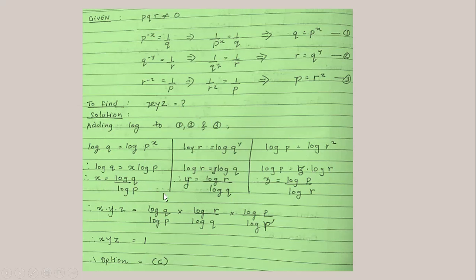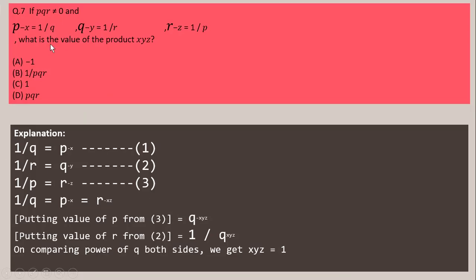I've got the values of x, y, z, and I've multiplied the LHS by the RHS, and then I've got this equation right here. And then log q, log r, and log p get cancelled, and then you get xyz is equal to 1 as your answer. So this is very simple, guys. If you know log, this can be very easy for you to solve. And then 1 is our option C. So this is how it can be done.